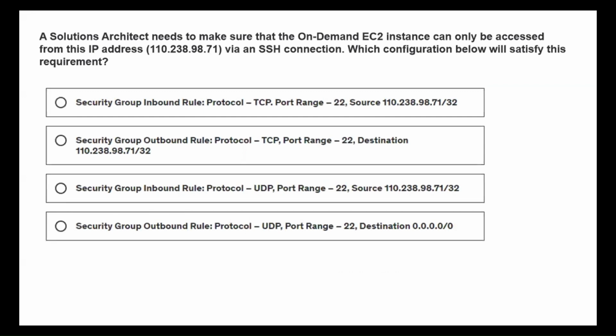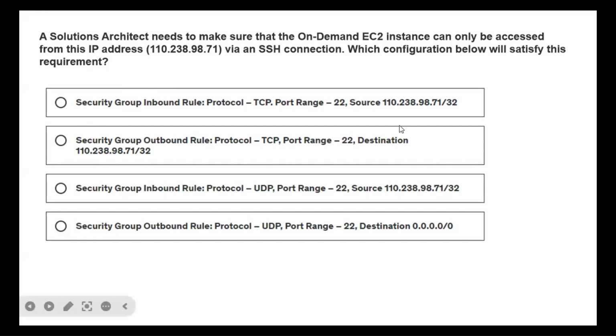So here is a question. A solution architect needs to make sure that the on-demand EC2 instance can only be accessed from this IP address via an SSH connection. Which configuration below will satisfy this requirement? Okay, so there is an EC2 instance which has to be accessed from only one IP address via SSH.